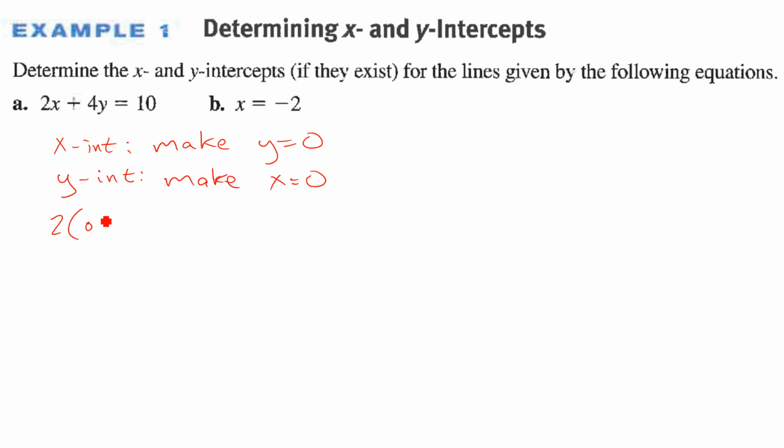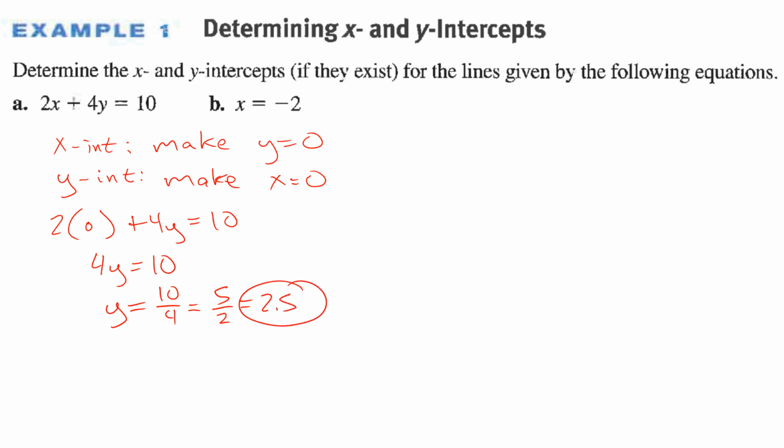If we make x 0 on the first one, we'll have 4y equals 10. So y equals 10 over 4, or if you reduce it, 5 over 2, which is also equal to 2.5. So that's your y-intercept. And then for your x-intercept, we would make y 0. So we would have 2x equals 10 and x equals 5 for your x-intercept.